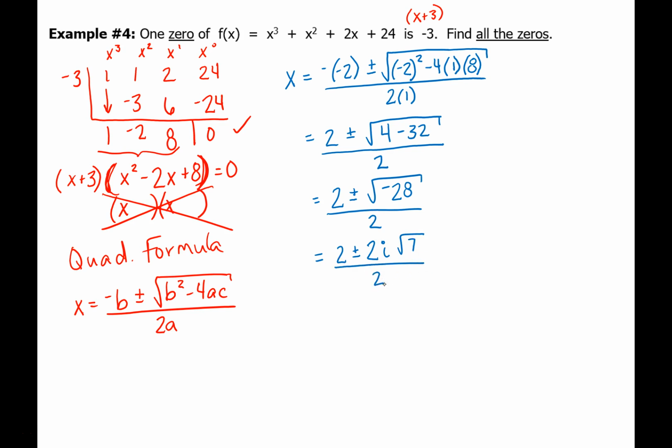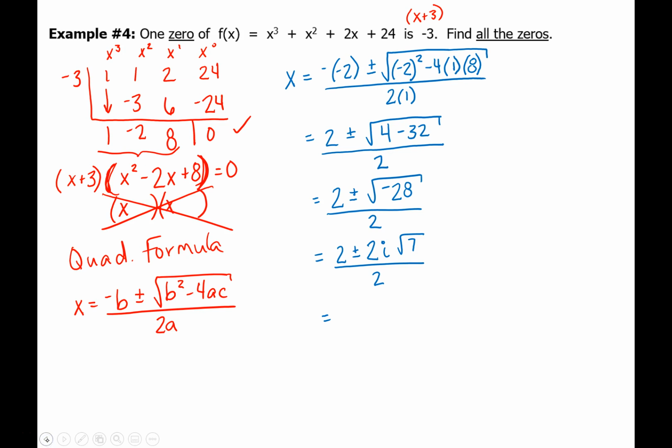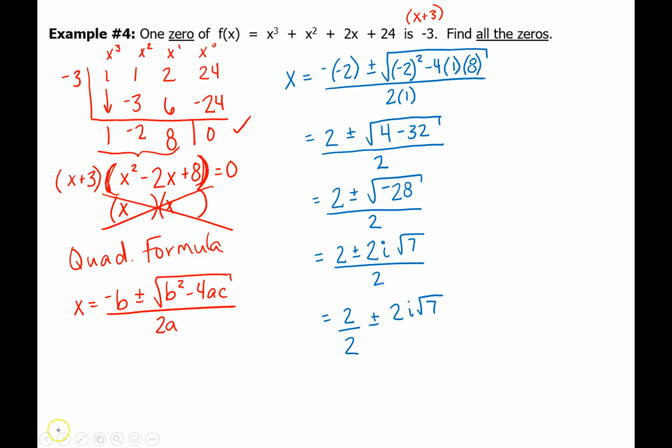And then I'm going to take this common denominator and break it into 2 fractions so that we can do a little bit more simplifying. So that's 2 over the denominator of 2 plus or minus 2i square root of 7 over the denominator of 2. So then 2 over 2 is 1, and 2 over 2 is 1 again. So that's 1 plus or minus 1i square root of 7. And that's simplified all the way.